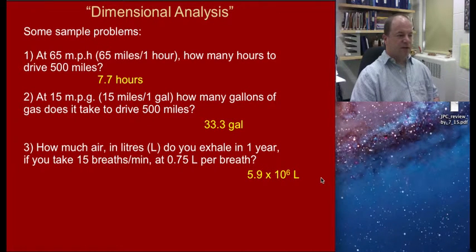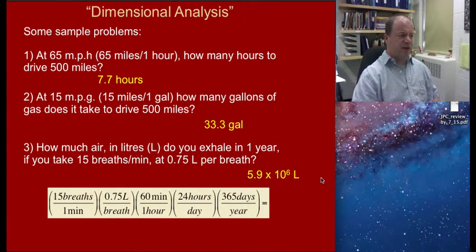Okay, it should be 5.9, about 6 million liters of air in a year, which is kind of an impressive number. Here's how that calculation works. Okay, we've got breaths per minute. We actually have liters per breath, so I'm treating breath as a unit here. So if we take breaths per minute and multiply that by liters per breath, the breaths would cancel out, and we would have liters per minute. And then I just need to convert the minutes to years.